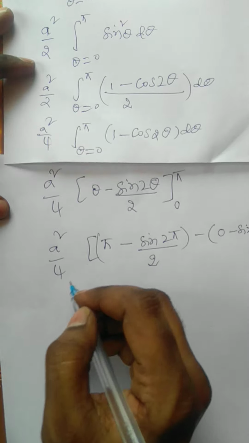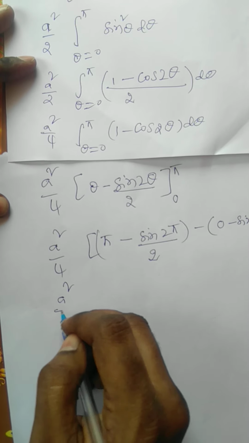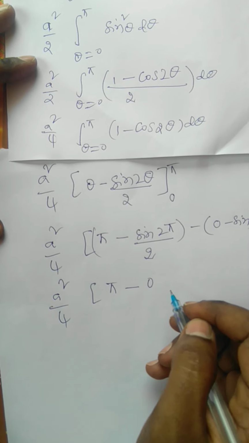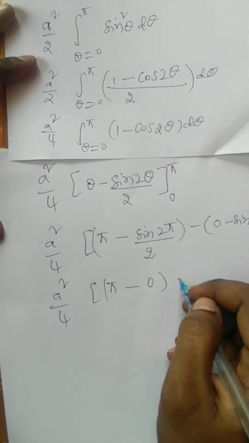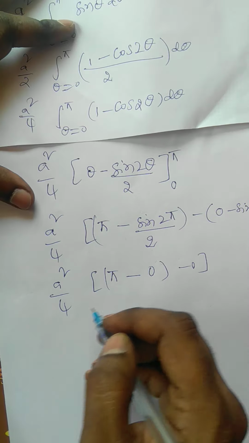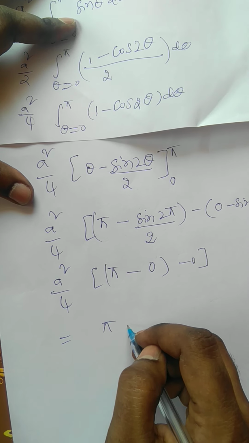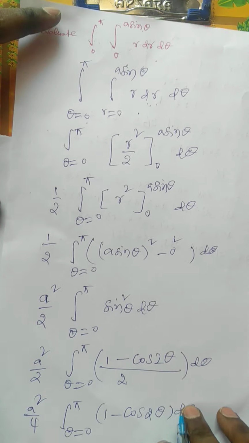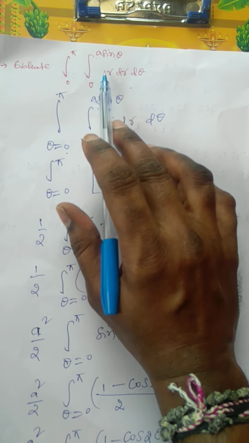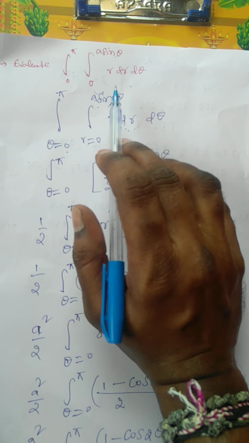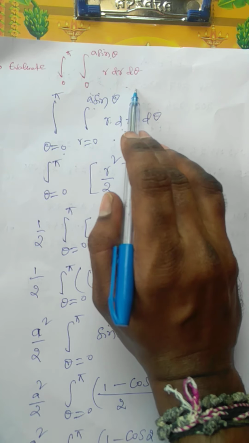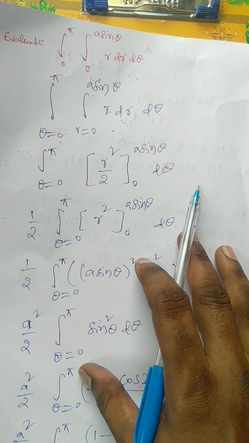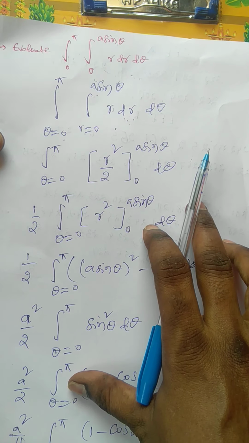Now this is a square by 4, pi minus sin 2 pi, which is 0, minus this is 0. So what's the answer you are getting? Pi minus 0 is pi. I'll get pi a square by 4. If the problem is in terms of polar coordinates, try to fix the theta limits for r. We integrate with respect to r, then we integrate with respect to theta next. You'll get the required solution. This is the way to evaluate a double integral. Thank you.